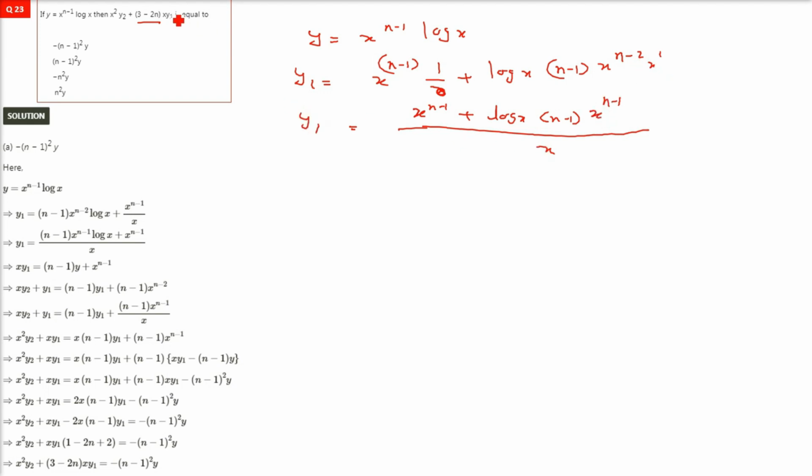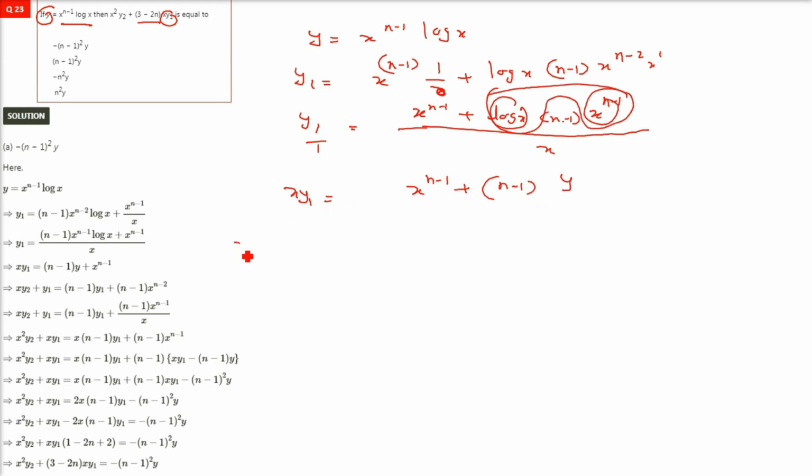This is y1. We wanted x y1. So let us multiply both sides by x. So you'll get x y1. One term we have got. So this is going to be equal to x. See, x raised to the power n minus 1 into log x is already y. So we can replace it here. This x raised to the power n minus 1 and log x can be replaced by y. Alright. So this is going to be x to the power n minus 1 plus n minus 1 into this whole I am replacing it by y.